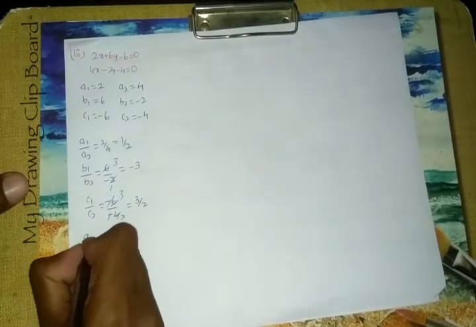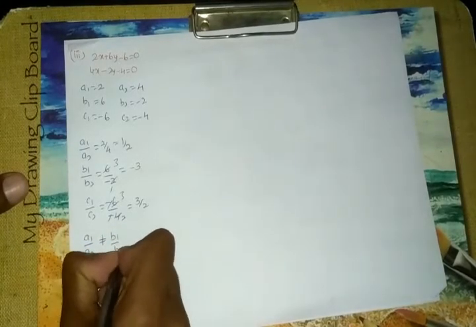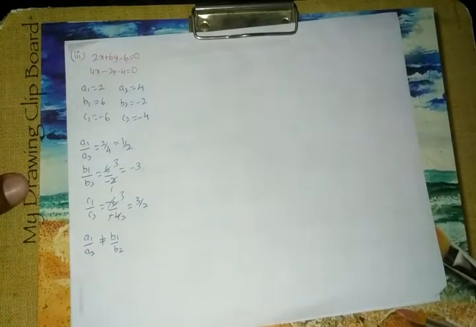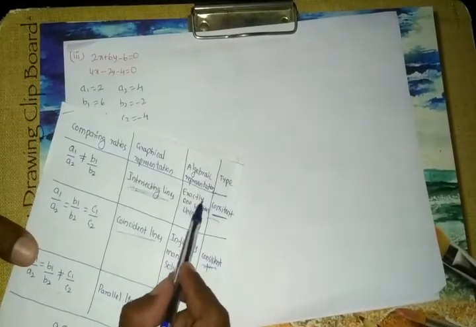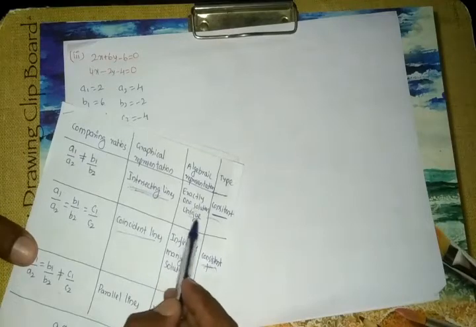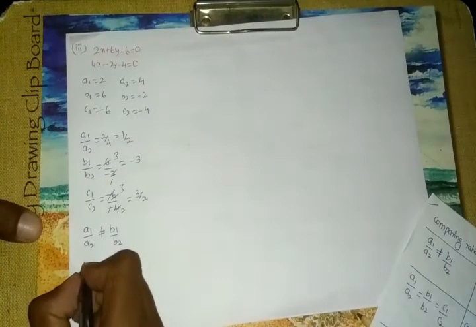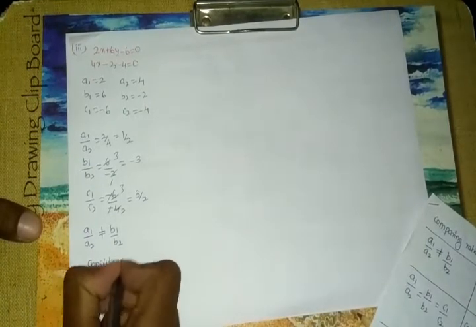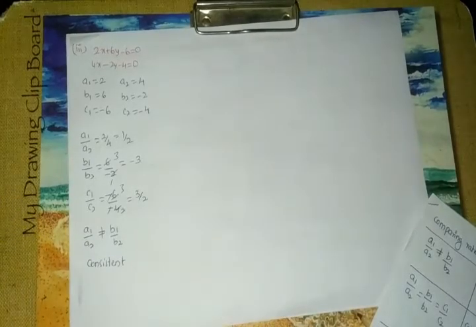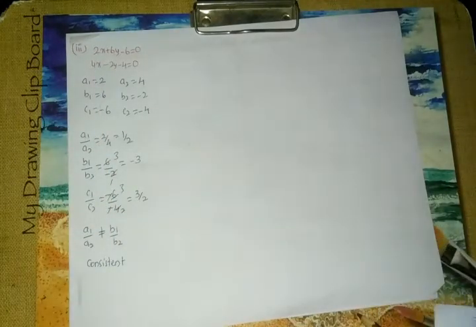So here a1 by a2 is not equal to b1 by b2. When a1 by a2 is not equal to b1 by b2, we get intersecting lines and exactly one solution, that is a unique solution, and it is consistent. So now we need to plot these two equations and represent them graphically.